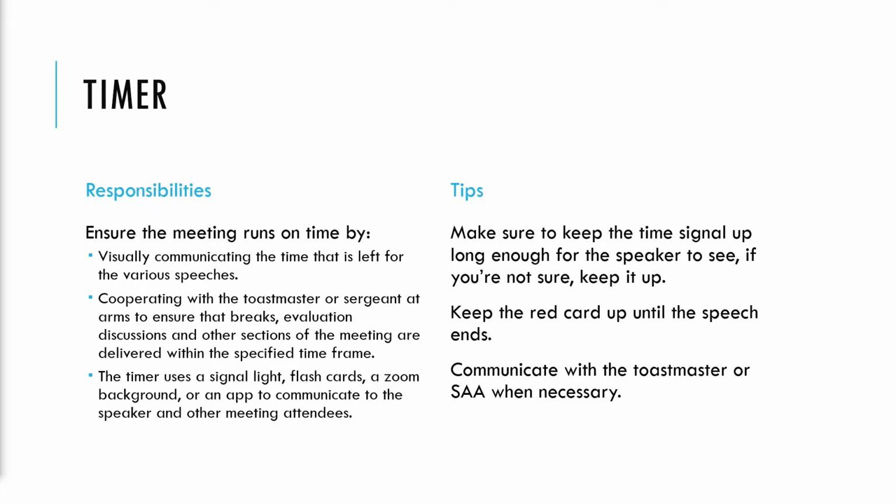The timer uses a signal light, flashcards, a Zoom background, or an app to communicate to the speaker and other meeting attendees. As a timer, it's good to make sure that the time signal is up for long enough for the speaker to see. If you're not sure, keep it up. Keep the red card up until the speech ends, and communicate with the Toastmaster or SAA when necessary and liberally.